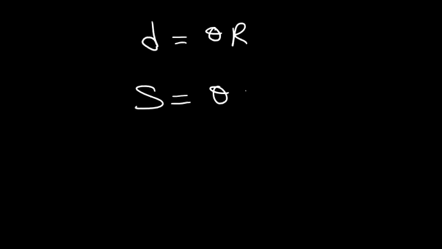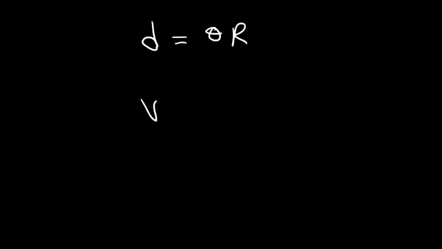Now there are some other equations that we need to add to the list. The first one is this one. Linear displacement is equal to the angular displacement times the radius. Now perhaps you've seen this equation in trig as arc length is equal to the angle in radians times the radius. It's very similar.